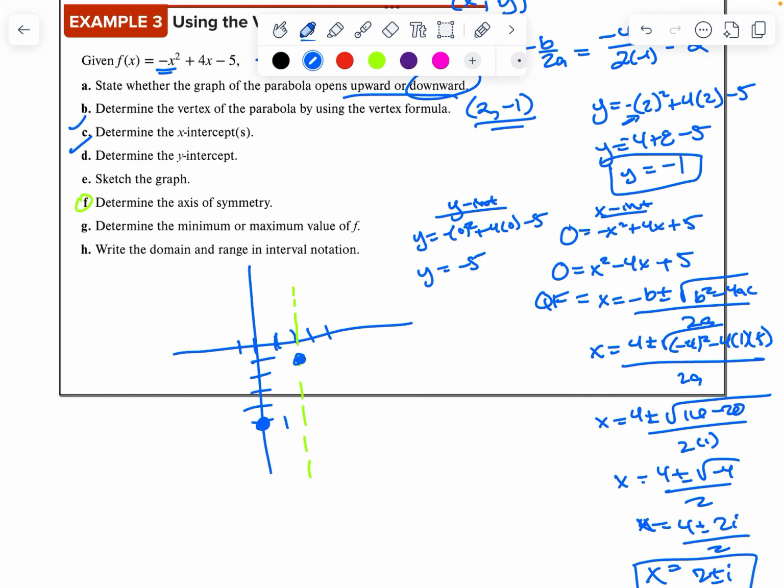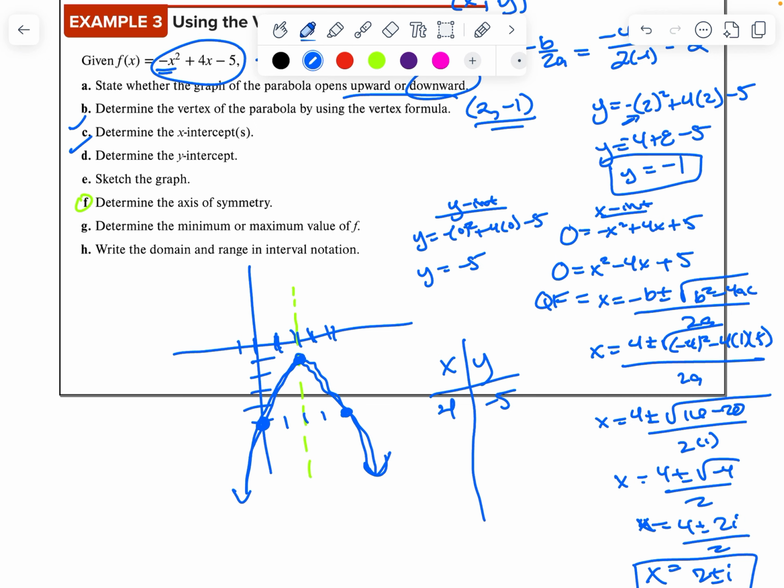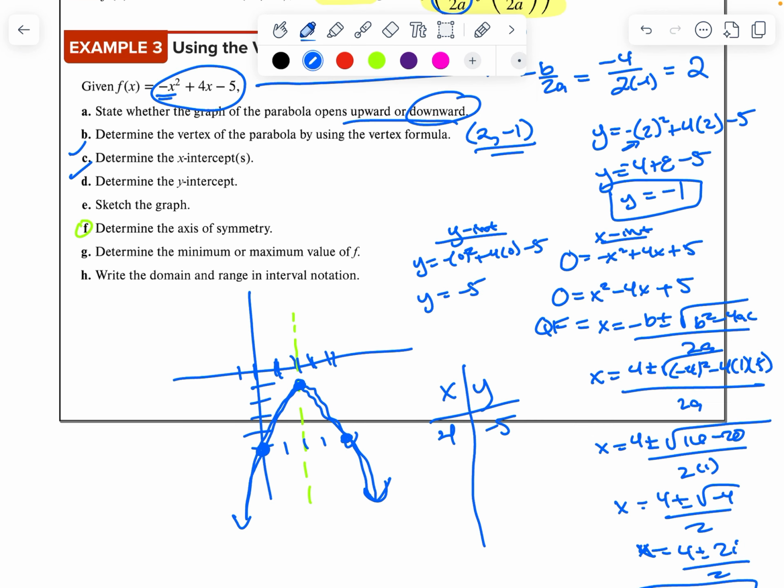If we just didn't feel like we had enough points to graph this, what we could do is make a t-chart and start subbing in values. If you subbed in a 4 for x, you would get out a negative 5 for y. If you subbed it back into your original problem, you would get out a negative 5, and that is that point right there. You can sub in any numbers that you want. It's just helpful to keep on plugging in numbers until you get something that makes it look like a parabola, right?